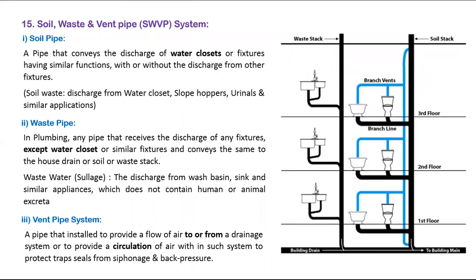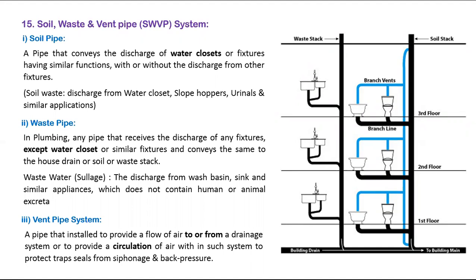Soil, waste, and vent pipe. In our plumbing system, normally we are using this system in the drainage. Soil, waste, and vent pipe. Based on the NBC only, we have to design in our India projects. So as per the NBC, we have to put a soil pipe.